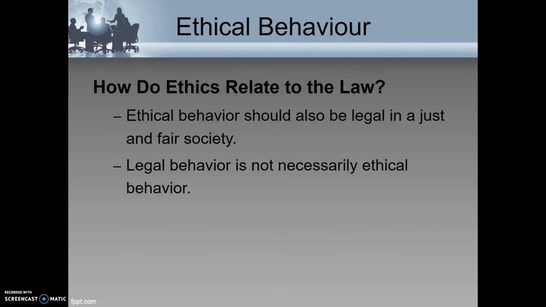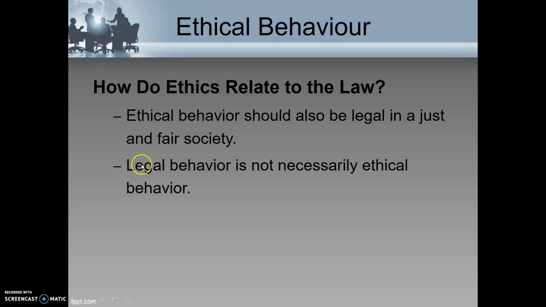So how do these ethical values relate to the law and what is legal? Well, typically or ideally, ethical behavior should be legal in a just and fair society, but that's not always going to be the case. An example we could find would be the idea of assisted suicide. Assisted suicide is definitely not legal in all countries or all provinces or all states. However, there are many doctors who believe that it is ethically their job to provide a safe and calming way for a person to end their life should they choose to do so. So that becomes an ethical and legal conflict there.